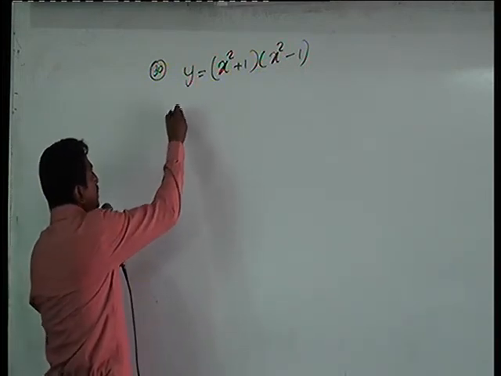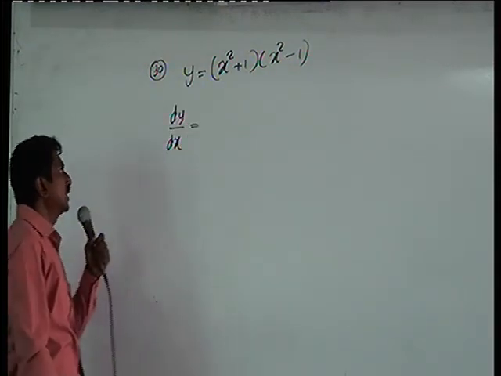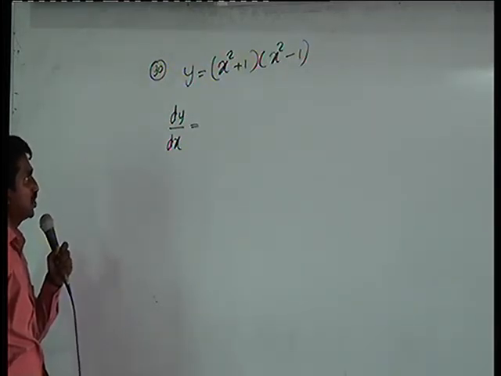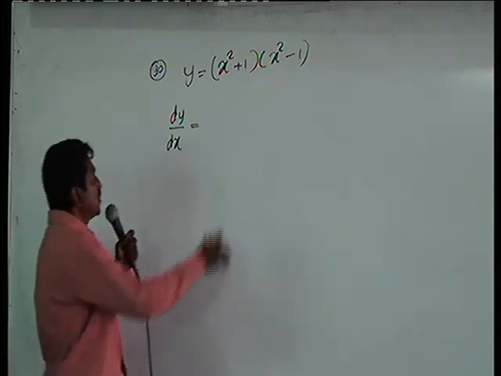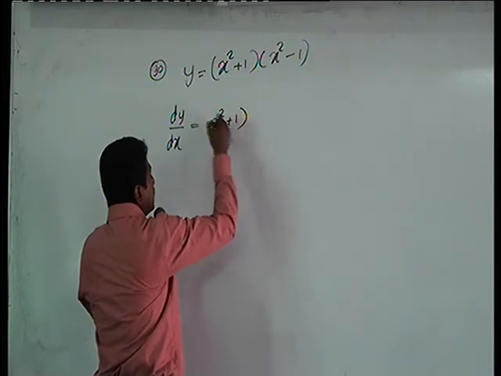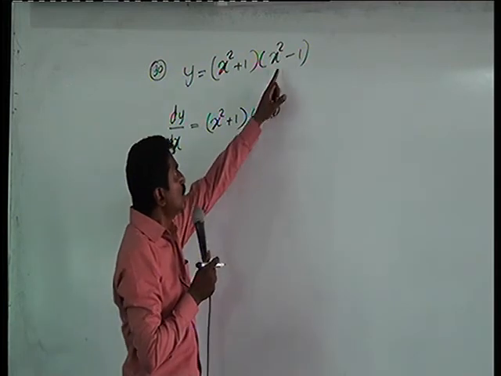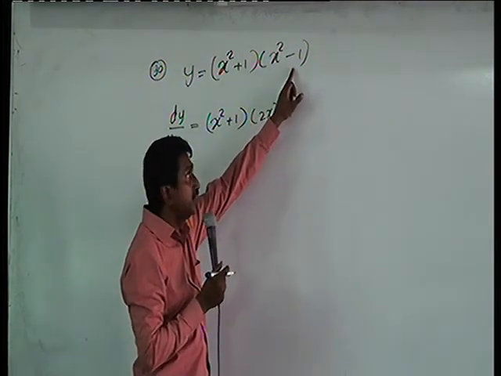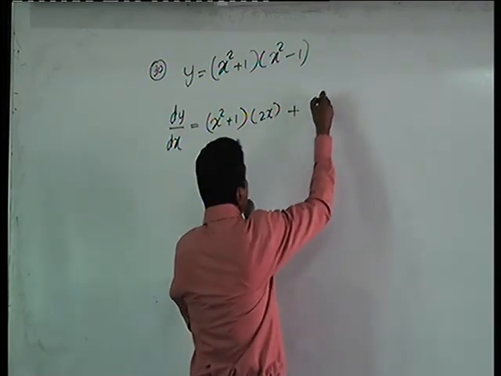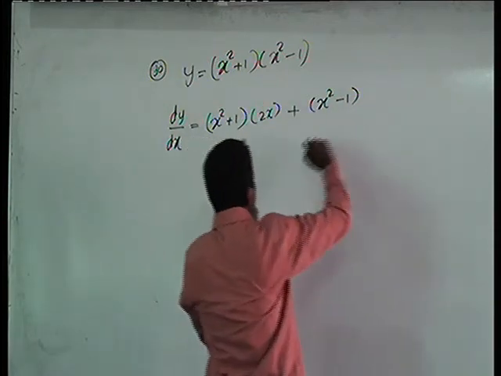dy by dx is equal to first function times differentiation of second function. So the first function is x squared plus 1, times the differentiation of the second one, 2x. Why? Only x squared; this is a constant. Constant becomes 0, therefore 2x. Plus second function, x squared minus 1, times differentiation of first function, again 2x.